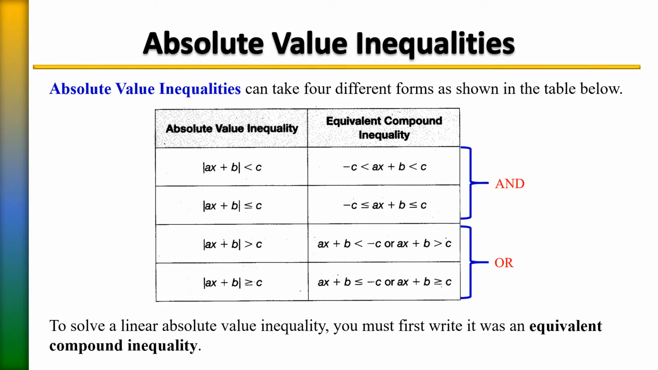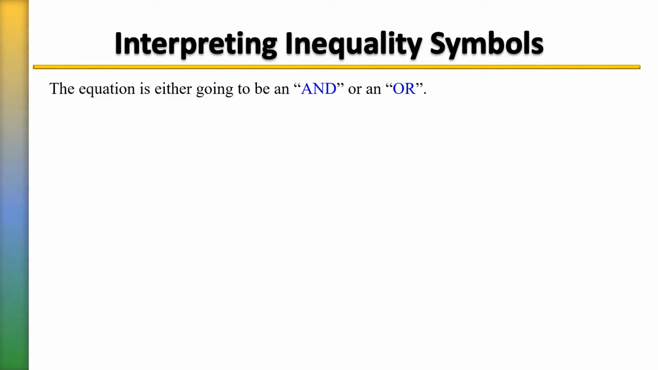So to solve a linear absolute value inequality, you must first write it as an equivalent compound inequality. Now, you may not have understood those compound inequality rules that I spoke about in the previous slide. So here's a little tip that can help you remember it. The bottom line is you're going to be dealing with an equation that is either going to be an AND equation or an OR equation. And here's how you can tell which one it is.